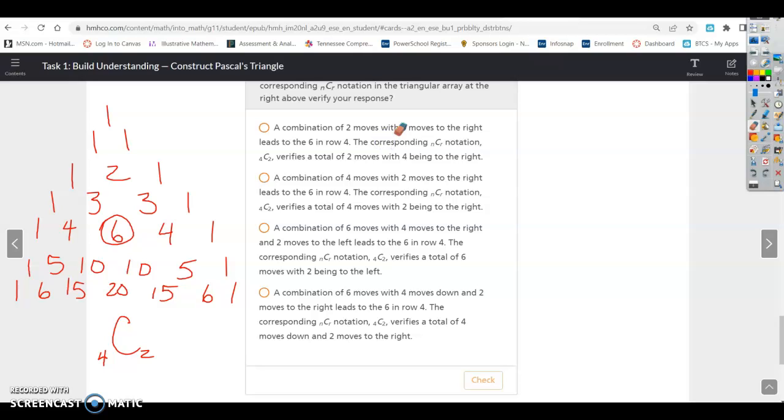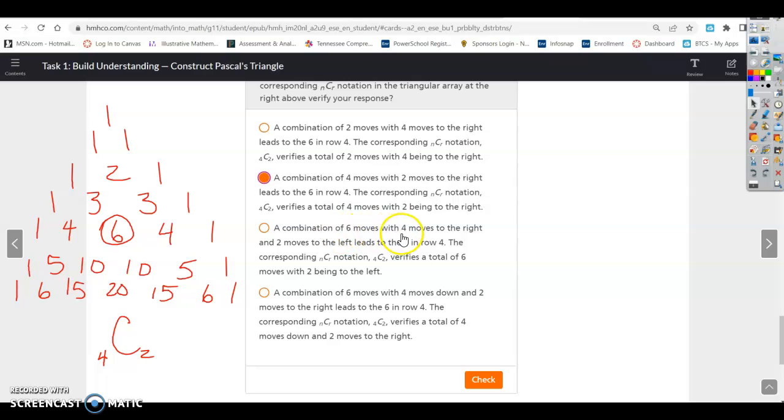All right, so a combination of 2 moves with 4 moves to the right leads to the 6 in row 4. The corresponding NCR notation is 4 combination 2 verifies that total of 2 moves with 4 being at the right. Okay, so 4 is at the left, not the right. So a combination of 4 moves with 2 moves to the right leads to 6 in row 4, corresponding to NCR notation. 4 combination of 2 verifies a total of 4 moves with 2 being on the right. So that probably is the correct answer.